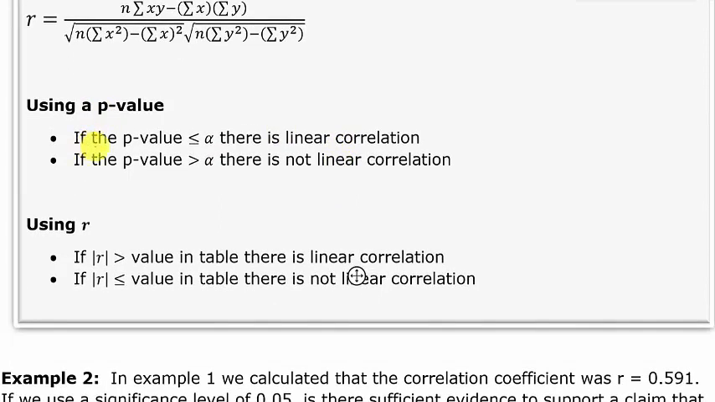Using the p-value, if the p-value is less than or equal to alpha, then we would reject the null hypothesis, and that would indicate that there is linear correlation. If the p-value is greater than alpha, then there is not linear correlation.